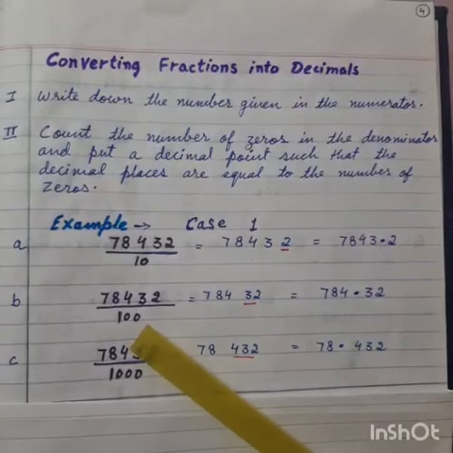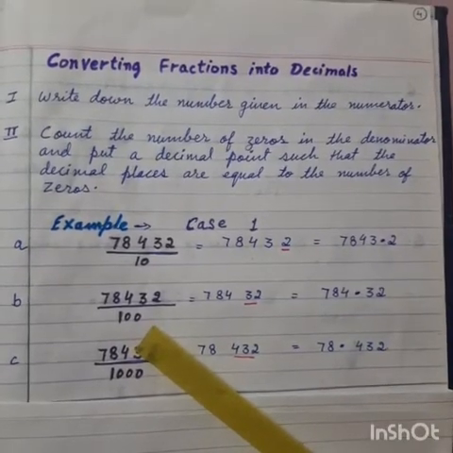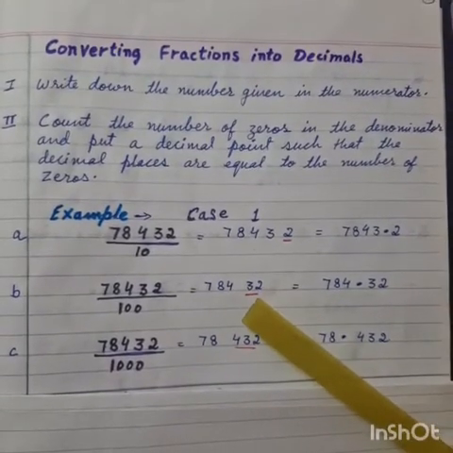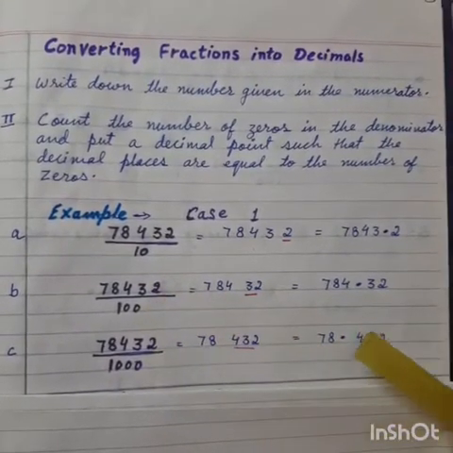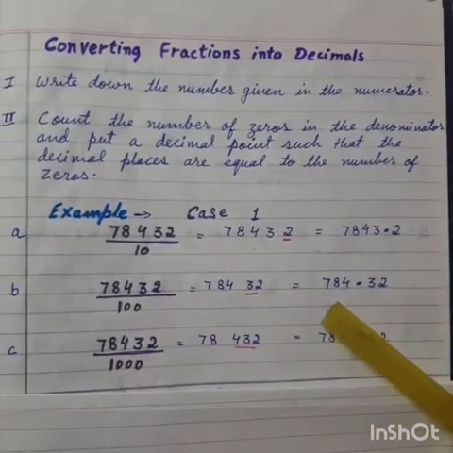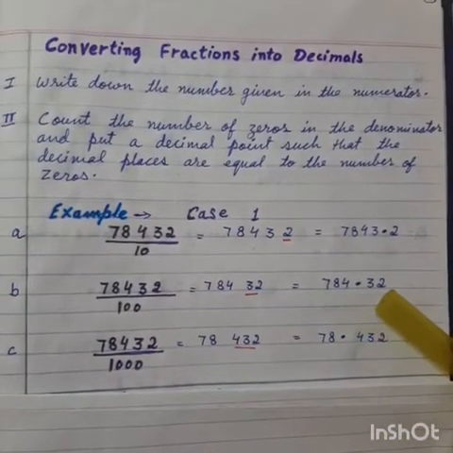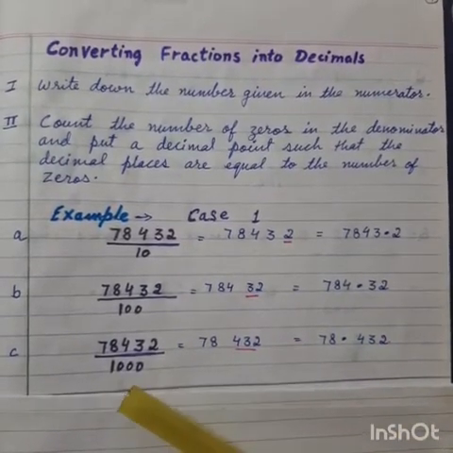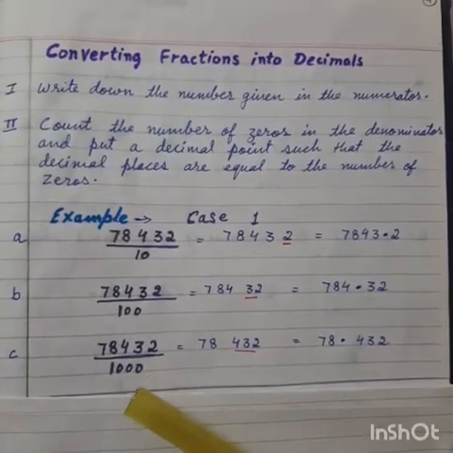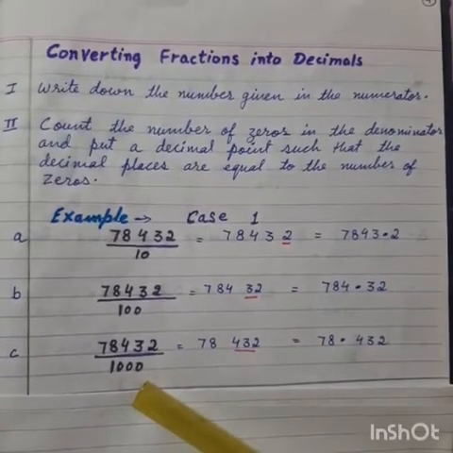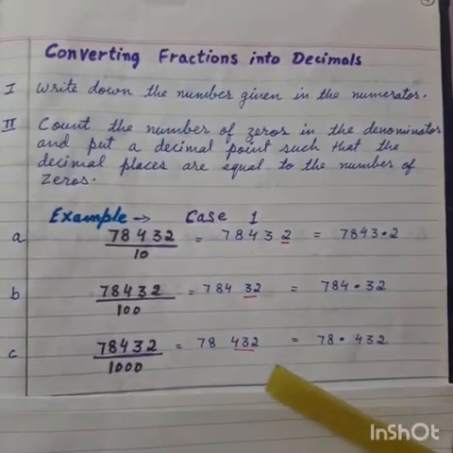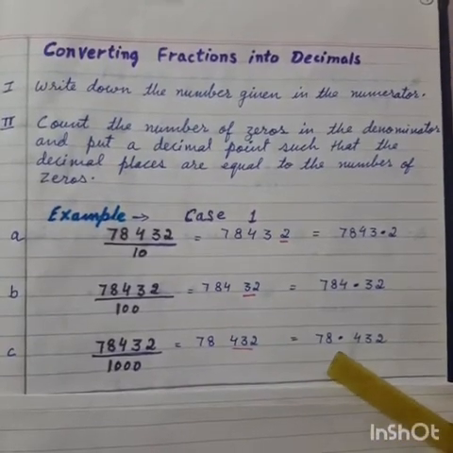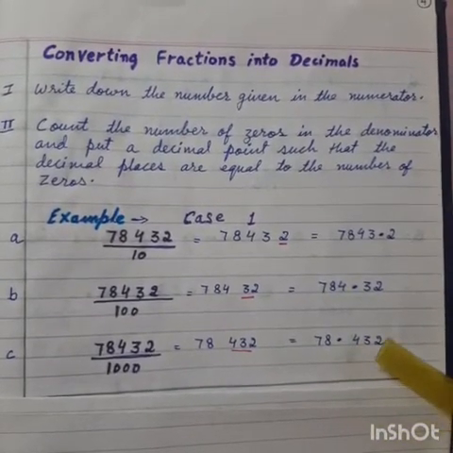That means 2 zeros. So the decimal has to be after 2 digits. So when we put the decimal it will be after the ones and the tens digit of the number in the numerator. So we get the answer as 784.32. The next case we have 1000 in the denominator. That means 3 zeros. So 3 zeros means we will put the decimal after 3 digits. That is ones, tens and hundreds digit. So we get the result, that is 78.432.